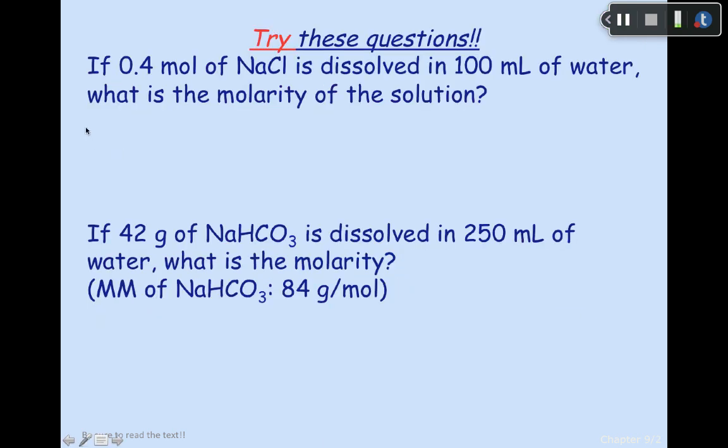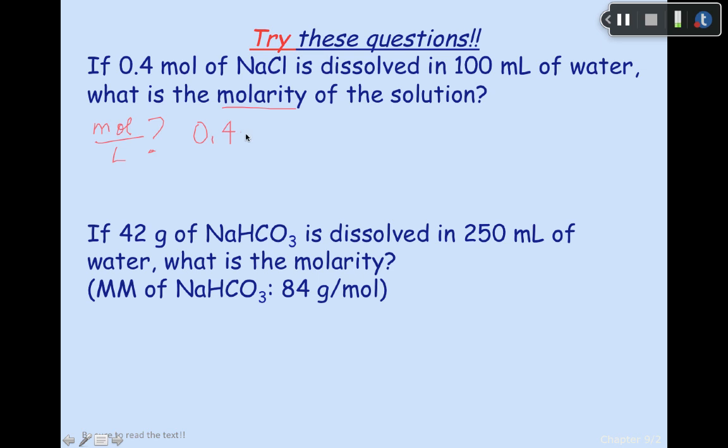All right, some examples to make sure that's not too tricky. Let's see, if we're going to figure out the molarity of a solution, it says 0.4 moles of sodium chloride is dissolved in 100 milliliters of water. What is the molarity? So we need it to end up as moles per liter. And in order to do that, it's okay if you just start with what you've been given and then convert to get to the units that you need.